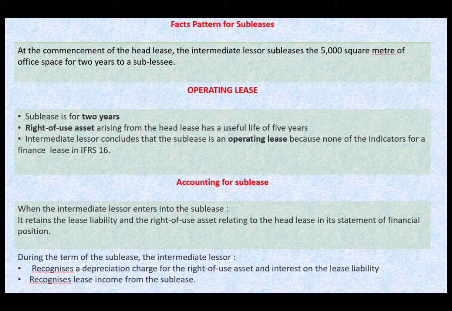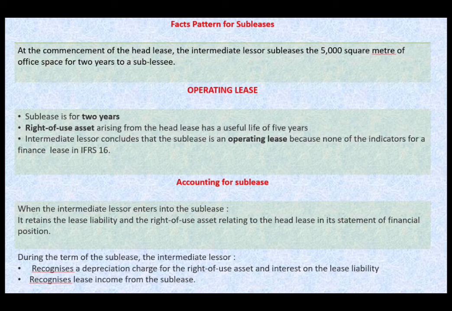At the commencement of the head lease, the intermediate lessor subleases the 5,000 square meters of office space for 2 years to a sublessee. The classification of the sublease is an operating lease. The sublease is for 2 years. The right of use asset arising from the head lease has a useful life of 5 years. The intermediate lessor concludes that the sublease is an operating lease because none of the indicators for a finance lease in IFRS 16 are met.